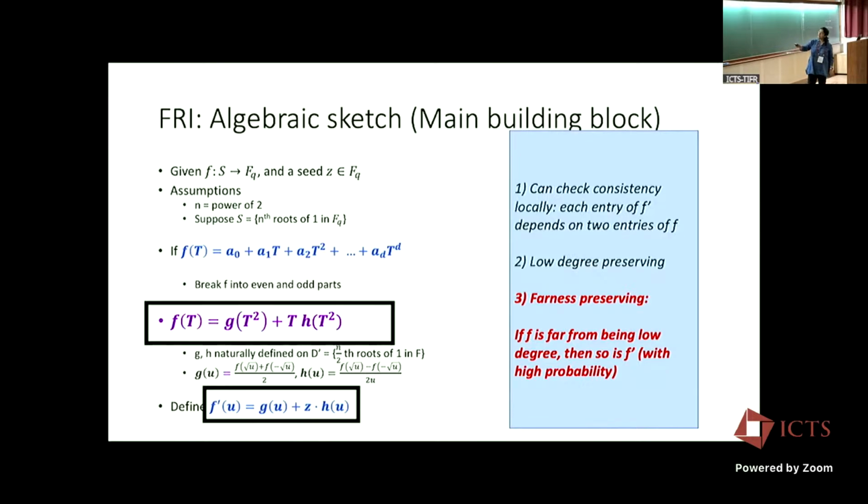And so this farness preserving is something that is true, but is non-trivial. And I will be talking about this. But once you have properties 1, 2, and 3, you can put them together to get an IOPP for testing proximity to Reed-Solomon codes. So let's focus on this farness preserving property. If F is far from low degree, what can you say about F prime?